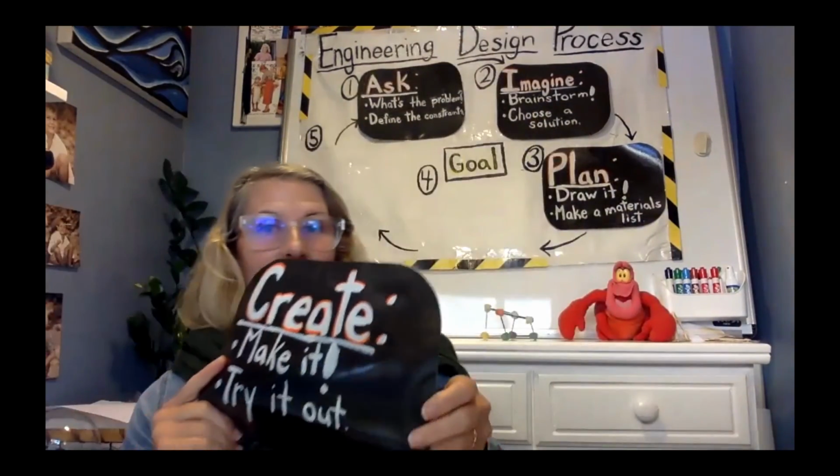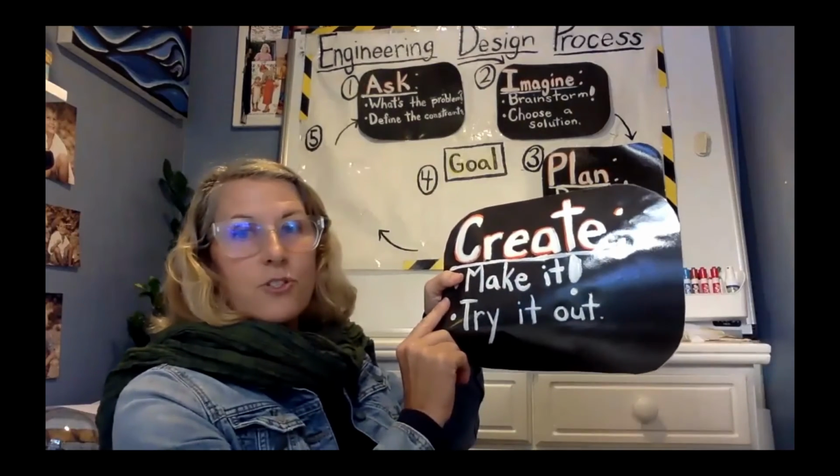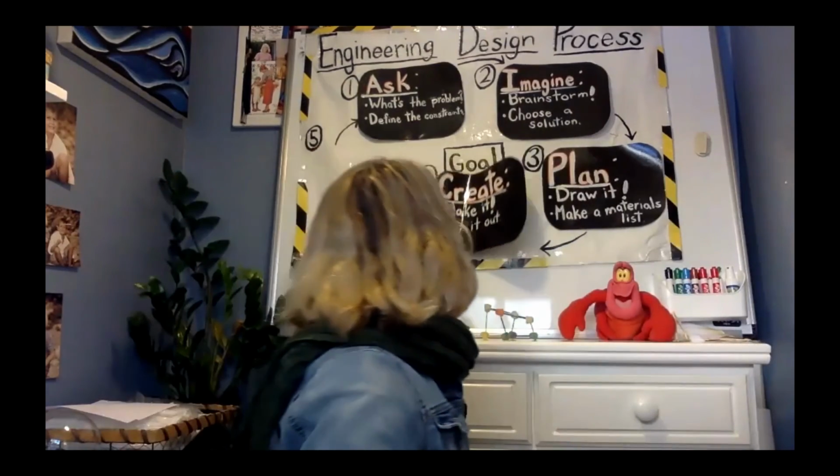Okay, so you have your drawing. You've paused and you've done your drawing. This is where we're going to make it, where we're going to try it out. This is the fourth part of the engineering design process. We're going to try it out.